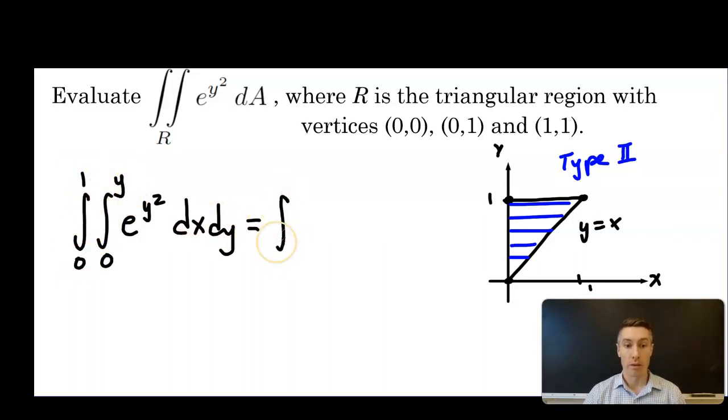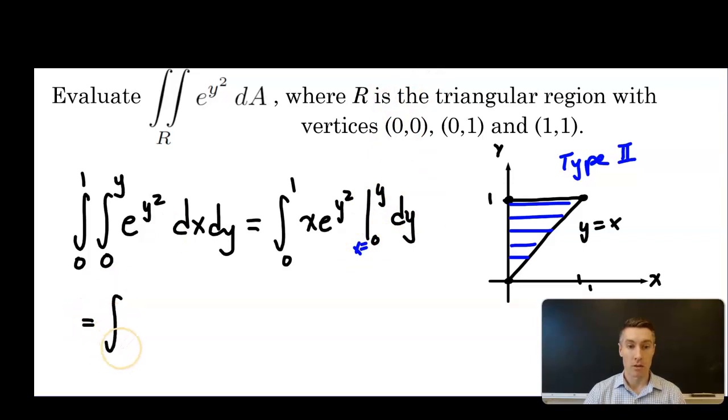So integrating with respect to x works out pretty nicely. So 0 to 1, x e to the y squared, from 0 to y dy. So remember, these are x values. So we have the integral from 0 to 1 of y e to the y squared minus 0 dy.